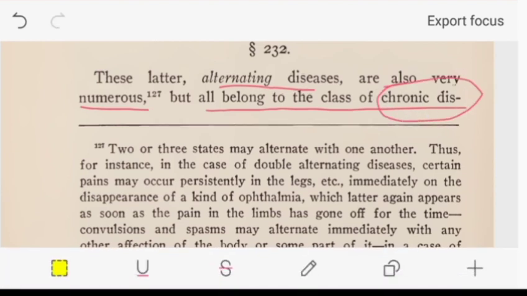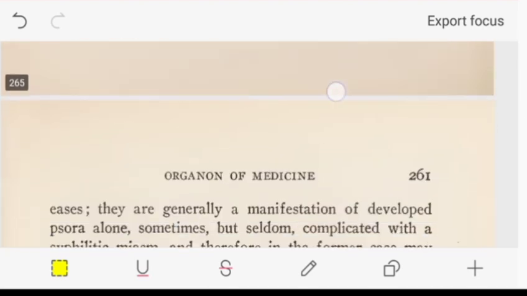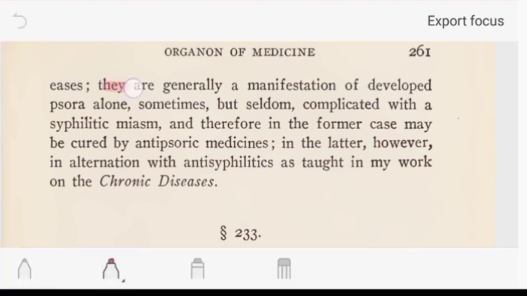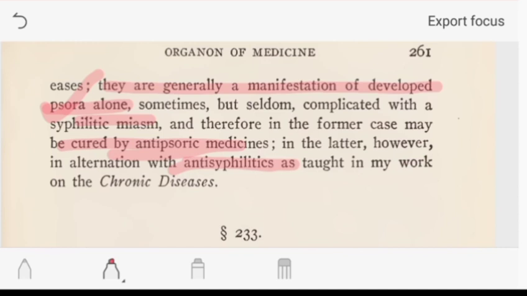Okay, now this is the footnote. We will discuss it, but here Hahnemann instructs that alternating disease types generally manifest as developed psora only. They mainly belong to the psoric miasm in the alternating type of intermittent disease. Psora is the main one, sometimes syphilitic contributes, but you should remember that because the psoric miasm is included, it is cured by antipsoric medicine. Sometimes an antisyphilitic may be used for any other miasm if alternation occurs. He also discussed these things in the Chronic Diseases of Hahnemann, which you can refer to for more.